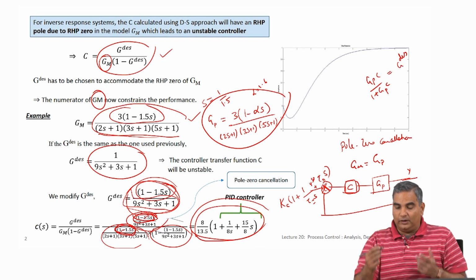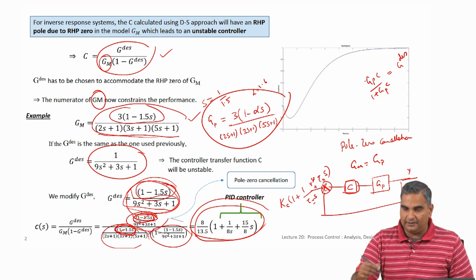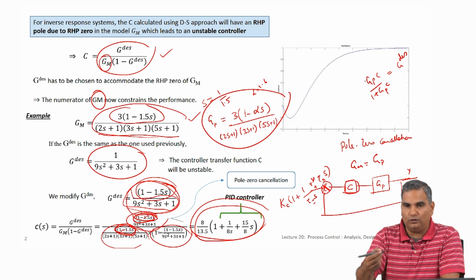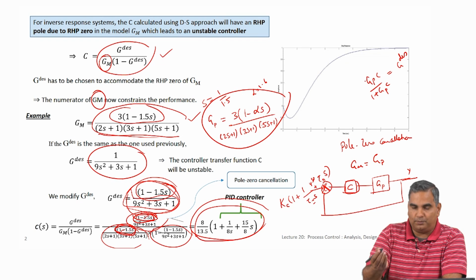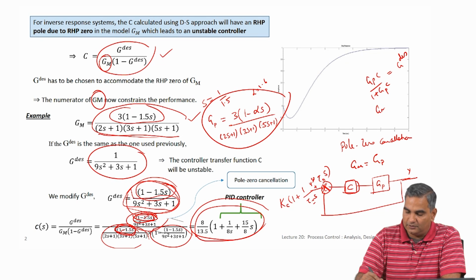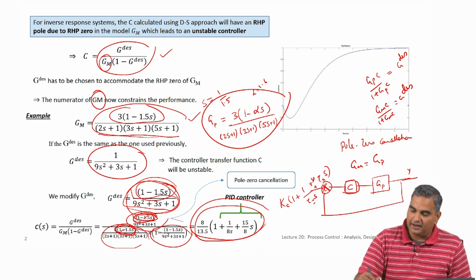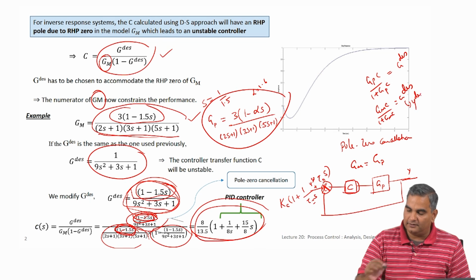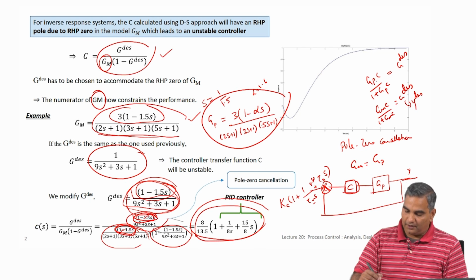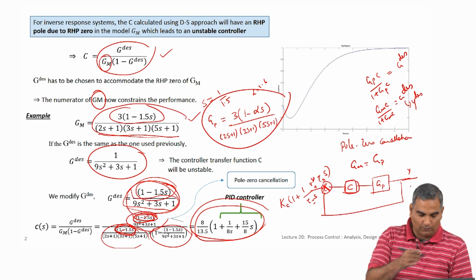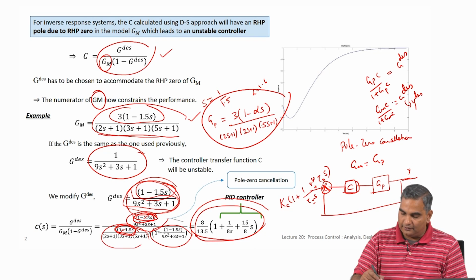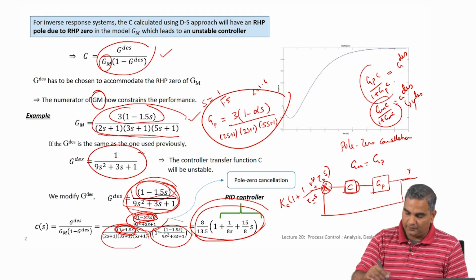Now, when I am actually designing the controller, I am replacing this GP by GM, because I have to do it only with the model, I cannot do it with the true process, right. So I do GMC by 1 plus GMC equal to G desired. This G desired will give you some Y desired. If the process and model are the same, the Y you get here will be exactly the Y desired, or this G desired and this will be the same.